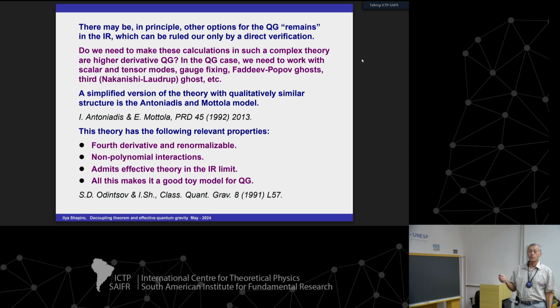And now, recently with Wagner, who is here, we investigated this question, but not in quantum gravity, in a model called the Antoniadis-Mottola model. This is a very nice model. It has 4 derivatives. It has non-polynomial interactions, which is important because gravity has them. It admits an effective theory in the infrared, so it looks like a very good model. Actually, this model was proposed by Odintsov and me 1 year before, but Antoniadis and Mottola made a real model out of it with quantum calculations and so on.